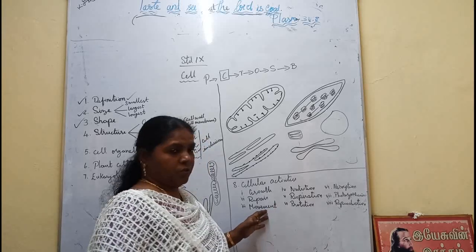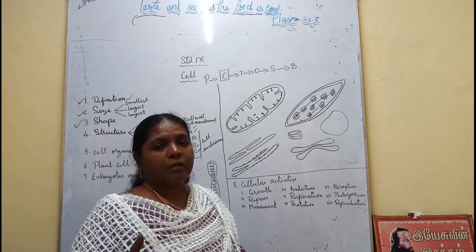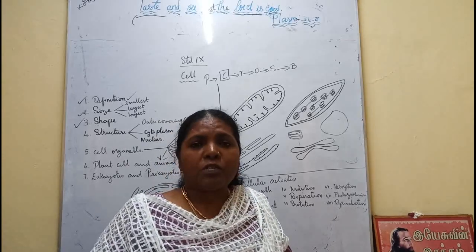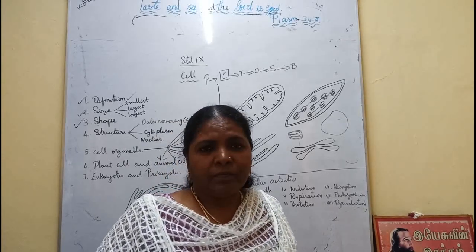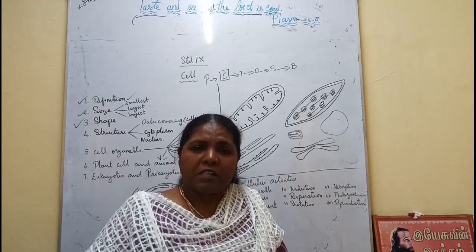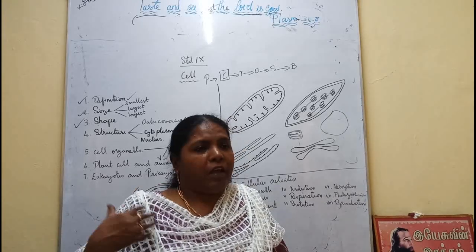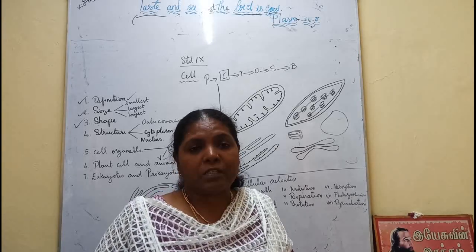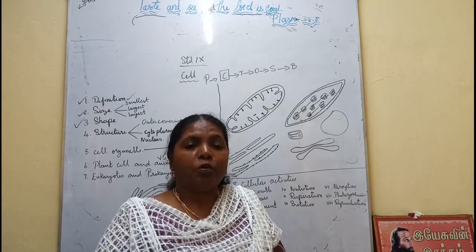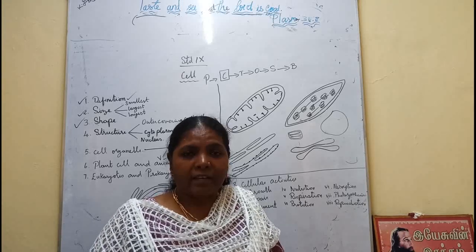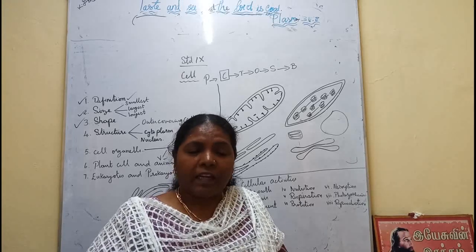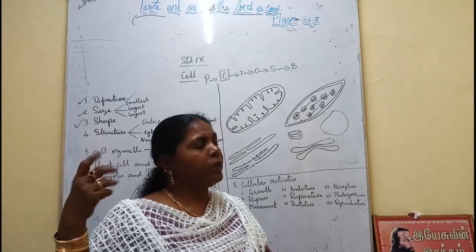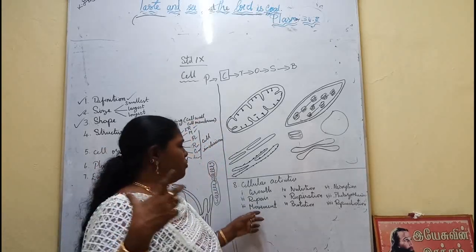Then movement. If you take the amoeba, it is unicellular, and it moves with the help of the pseudopodia. So all the activities happen within the cell. Now in our body, for movement, bone cells help us to move, and the bones are connected with the ligaments and tendons. With the ligaments and tendons only can we fold and stretch our hand. So the cell is helpful in movement.